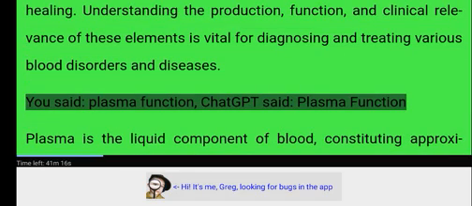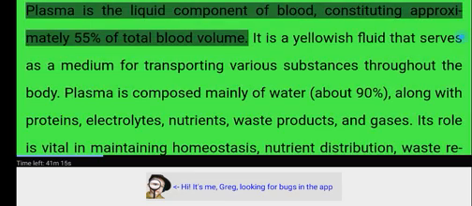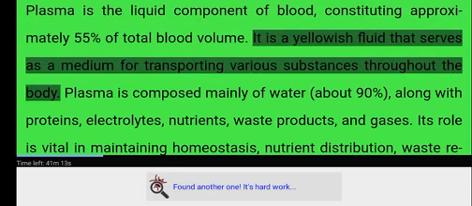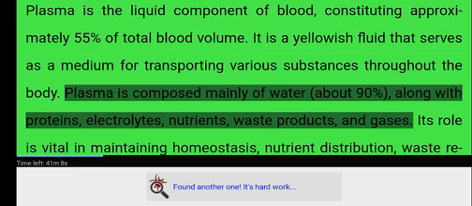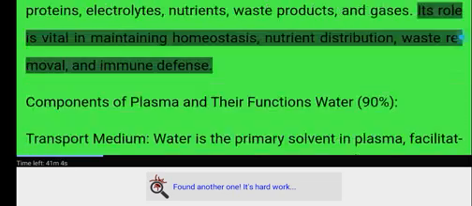Plasma function. Plasma is a liquid component of blood, constituting approximately 55% of total blood volume. It is a yellowish fluid that serves as a medium for transporting various substances throughout the body. Plasma is composed mainly of water, about 90%, along with proteins, electrolytes, nutrients, waste products, and gases. Its role is vital in maintaining homeostasis, nutrient distribution, waste removal, and immune defense.